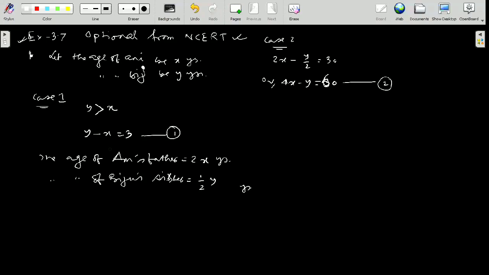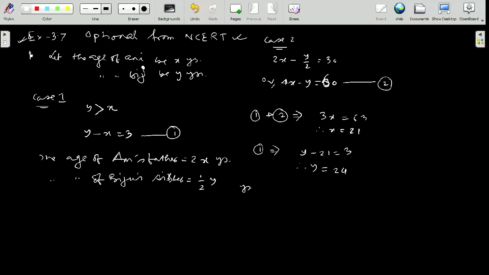So adding 1 and 2, obviously we will add, because the coefficient of y in the first equation is 1, and in the second equation the coefficient of y is minus 1. So better you add both of them, 1 plus 2. Y is cancelled, 4x minus x is equal to 3x, and right side 60 plus 3, that is 63. So x is equal to 21. Now put it in any comfortable equation. There are two equations. Obviously one is better. So from equation 1 we have y minus x, x is equal to 21, that is equal to 3. So getting y is equal to 21 plus 3 is equal to 24.